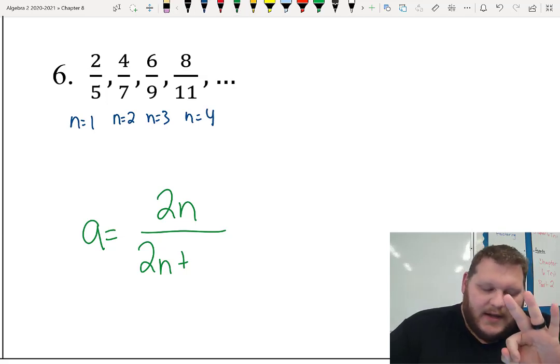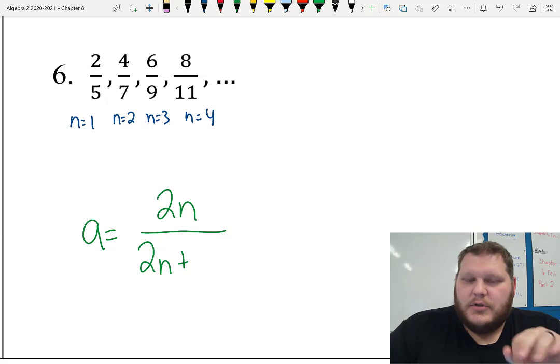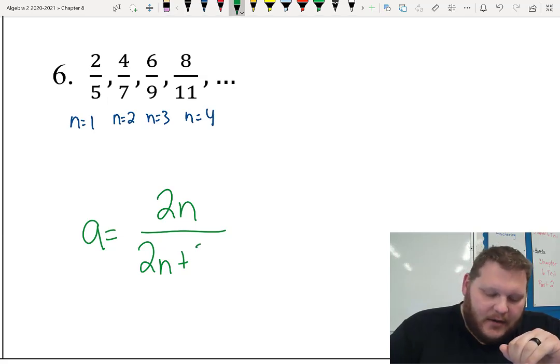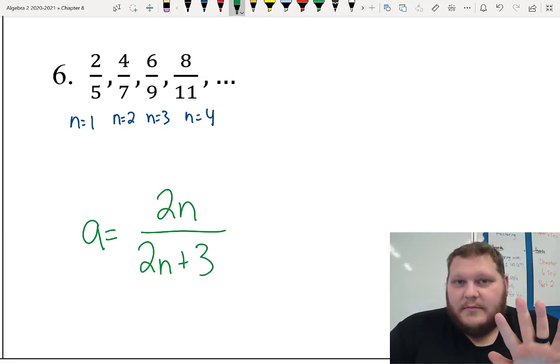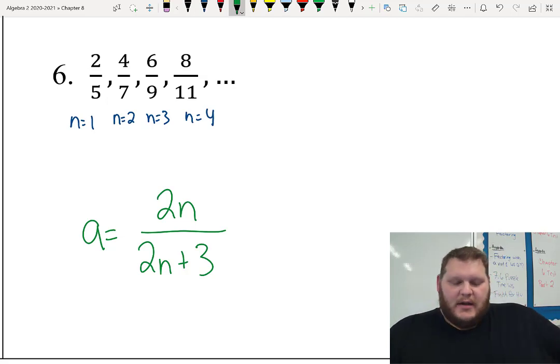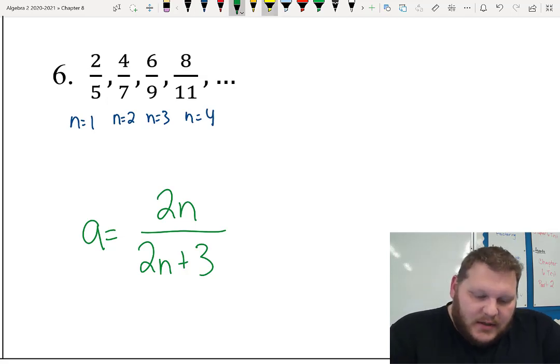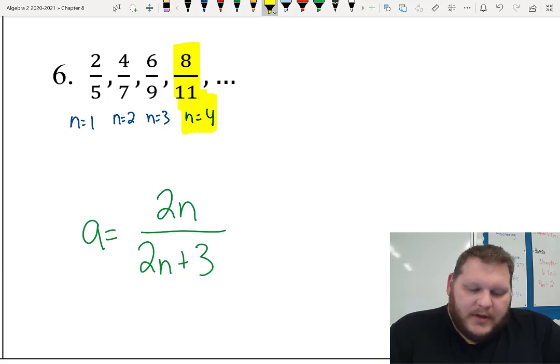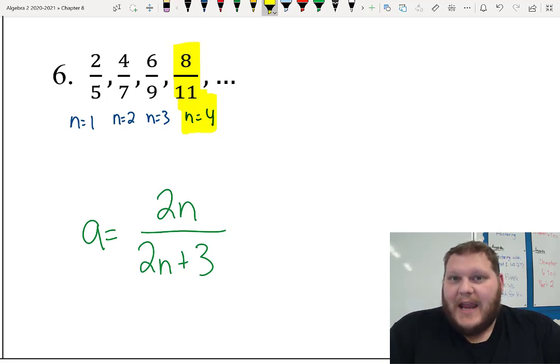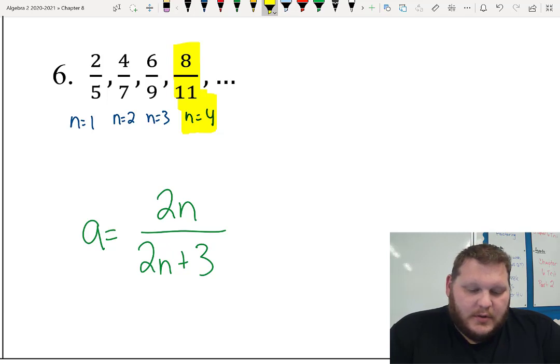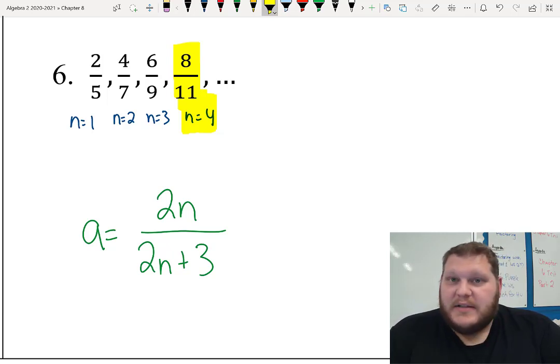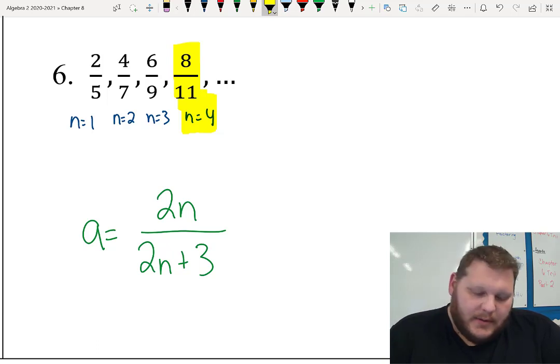So if I had 2n in there, 2 times 1 is 2, I would have to add 3 to give me 5. So we want to check now, if that's the one that fits for my first one, to see if that works for others. So I'm going to check this last term that's given to me. If I plugged in 4 in there, I should get 8 over 11. So 4 times 2 is 8. I'm good up top. 2 times 4 is 8, plus 3 is 11. So I'm good. That works.